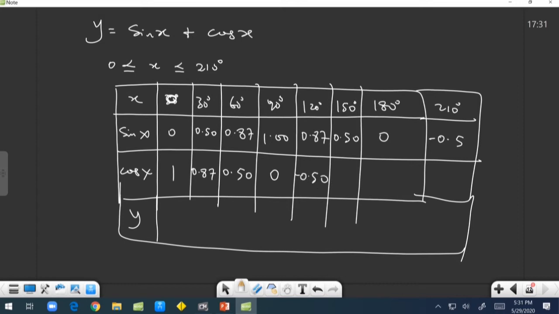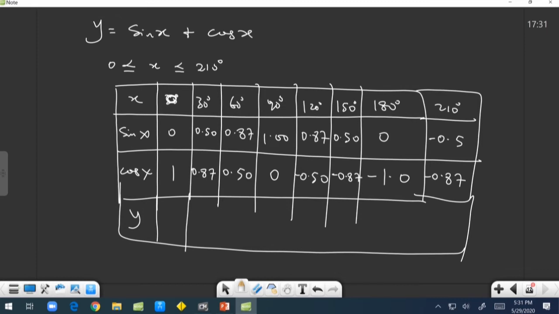Cos 150 is also in the second quadrant, that will be minus 0.87. And cos 180 returns you back to minus 1.0. And cos 210 will be third quadrant, that will be negative again, and returns you back to minus 0.87. Okay, so we can easily add the two functions, sine and cosine.